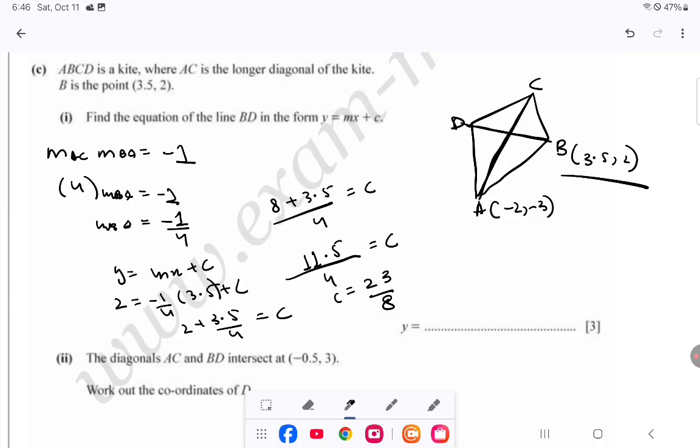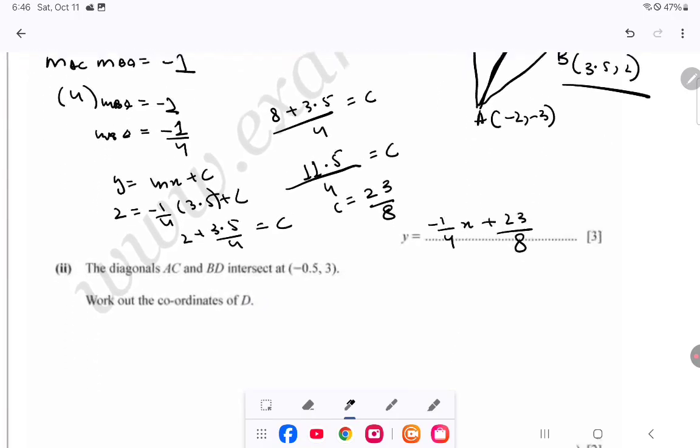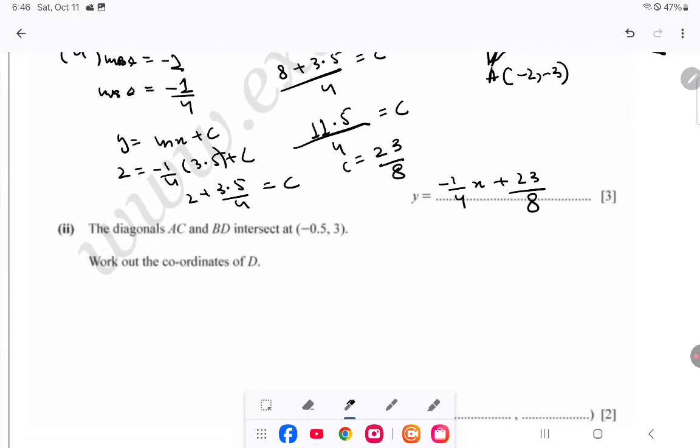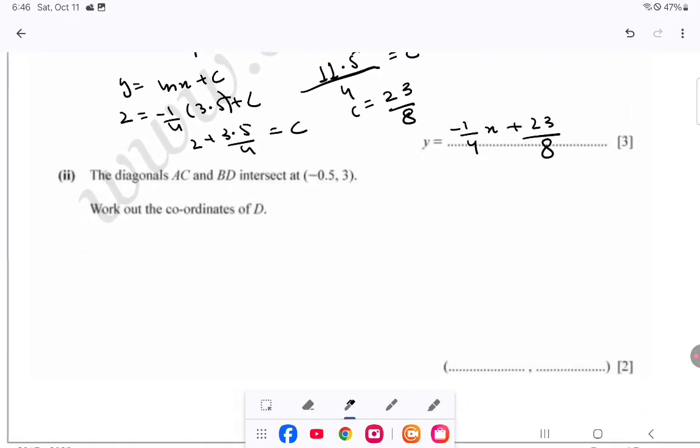Now we have the value of m and the value of c. Just simply put in the values. y = -1/4 x + 23/8. This is our answer. Now for part 2, the diagonals AC and BD intersect at (-0.5, 3). Work out the coordinates of D.